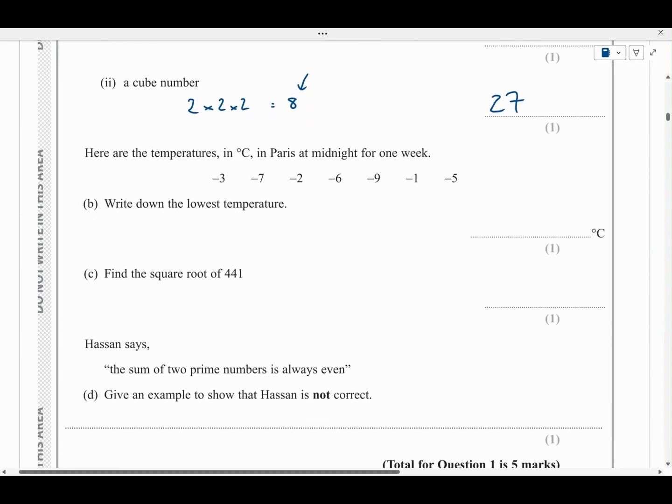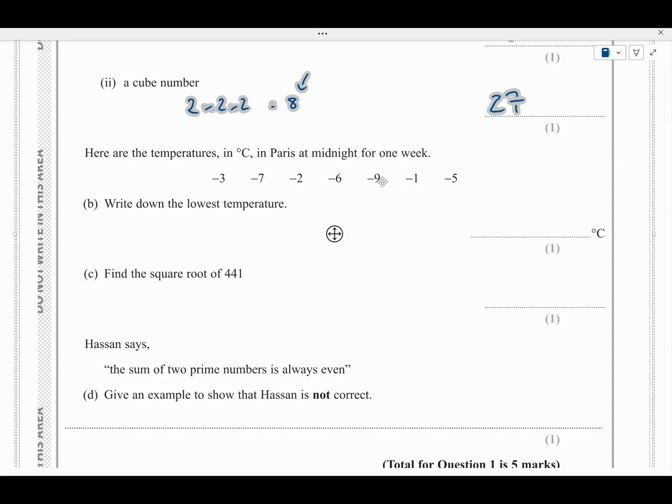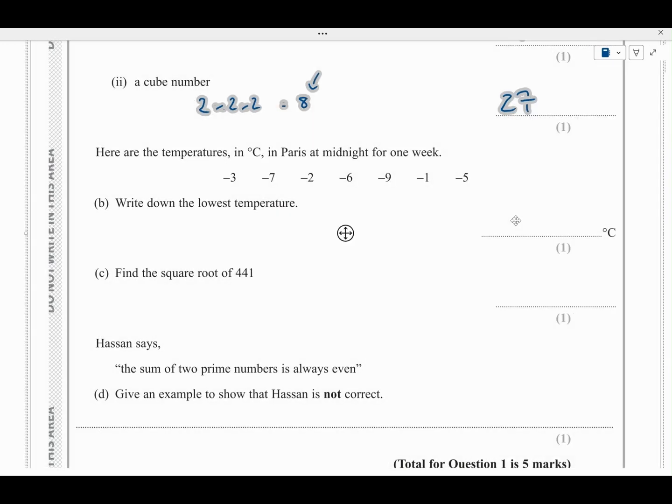Here are the temperatures in degrees Celsius in Paris at midnight for 1 week. Write down the lowest temperature. The lowest of those temperatures is -9. That's the lowest number on the list.